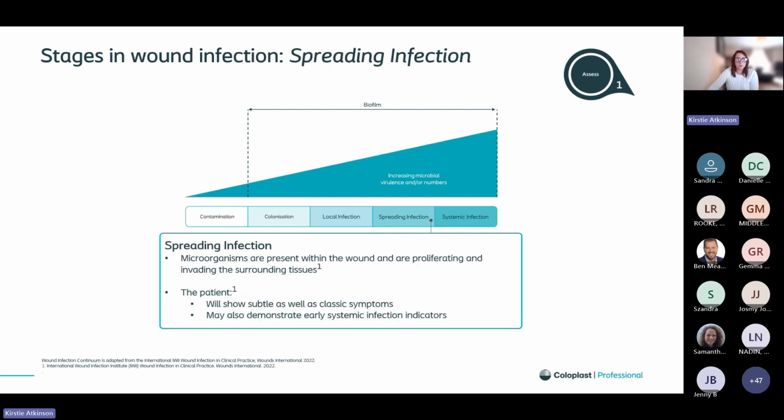So on to the spreading infection. So the microorganisms are present in the wound, and they're now starting to invade the surrounding tissues as well. So here you'll see all the signs and symptoms of infection, but you might see early indicators of a systemic infection as well. So the patient now might start to say that they're feeling unwell from it.